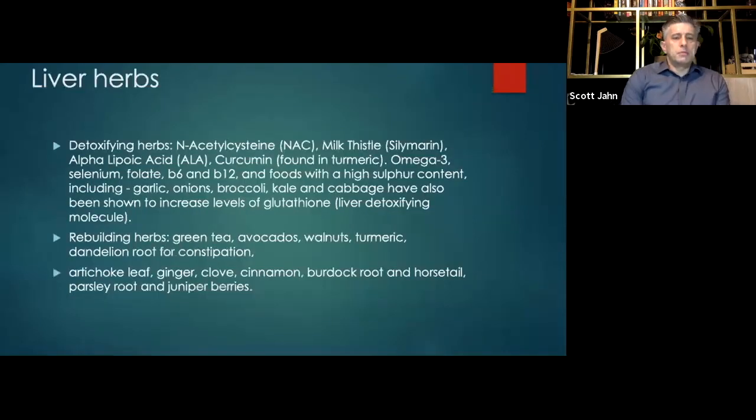So some liver herbs after we do the cleanse, to help repair our liver, would be N-acetylcysteine, milk thistle, alpha lipoic acid, curcumin, which is found in turmeric, omega-3, selenium, folate, B6, B12, and foods that are high in sulfur content, like eggs. Garlic, onion, broccoli, kale, and cabbage have all been shown to increase the levels of glutathione, which is a liver detoxifying molecule.